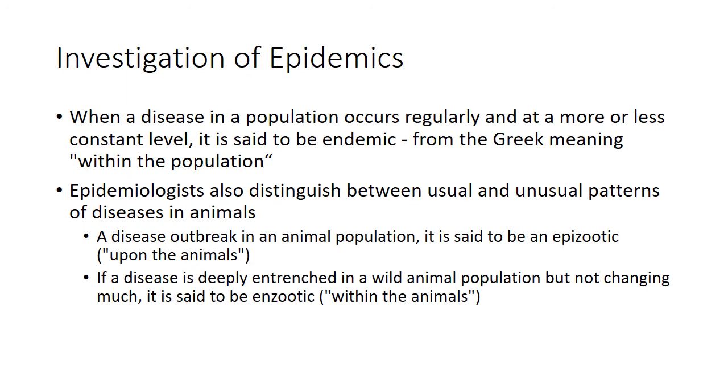Now another definition would be endemic, and this would be if a disease in a population was occurring pretty regularly at a more or less constant level. This basically just comes from the Greek meaning within the population, right? So keep the difference between endemic versus epidemic. You could even apply this to animals as well. If you were to see, say, an unusual outbreak of a disease in an animal population, you call this epizootic, versus enzootic, which would be something deeply entrenched in the animal population that's not really changing very much.